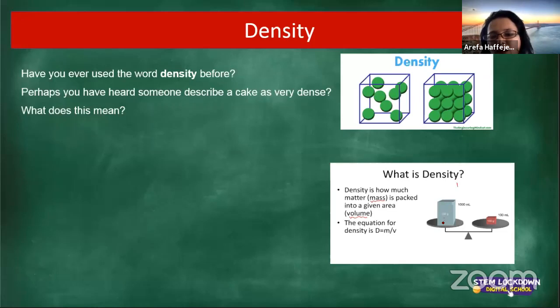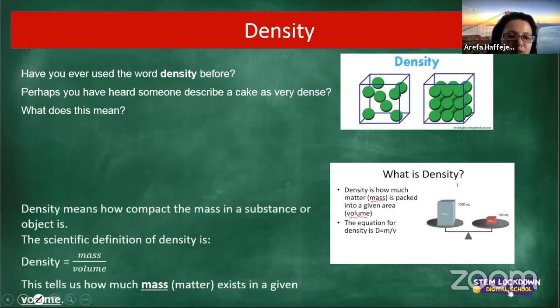Okay, so we have a large rectangular prism, which says it is 1,000 moles, and then we have this little cube here, which says it is 100 moles. So when we want to find out what the density of each of these is, we use an equation. Density is equal to mass over volume, that is mass divided by volume.